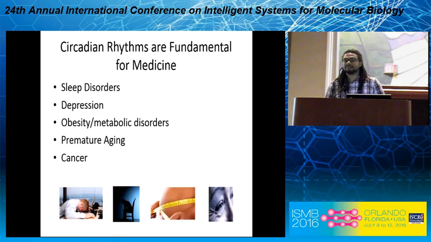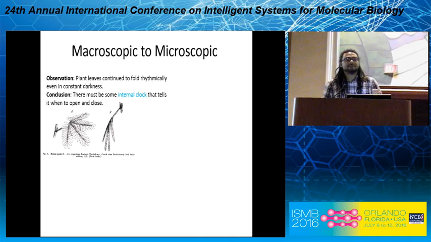Circadian rhythms are also very fundamental for medicine. Disruptions in the circadian rhythm are linked to a lot more than just jet lag. They're also linked to depression, obesity, premature aging, and even cancer. So with the plants that I mentioned before, how they open during the day and close during the night, people wondered what would happen if you put these plants in a dark room with no access to sunlight. And even though they were in a dark room with no external cue telling it when to open and close, people noticed they still opened and closed at around the same time. So that led them to come to the conclusion that there was probably some internal clock inside the plant telling it when to open and close.